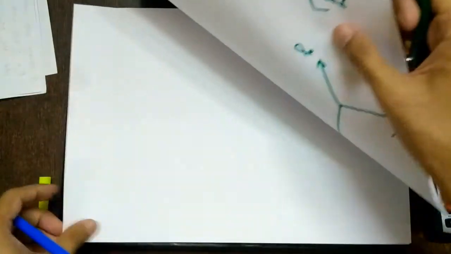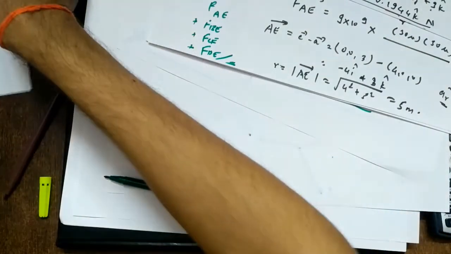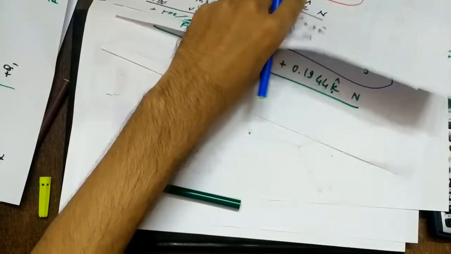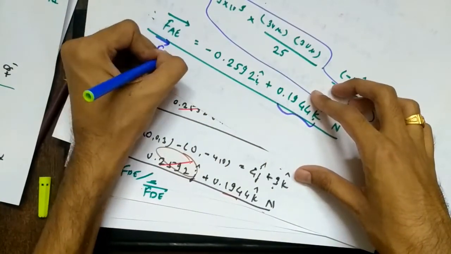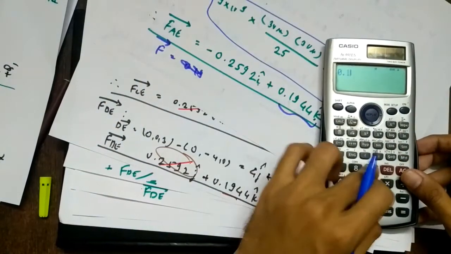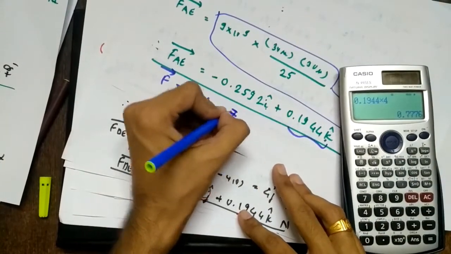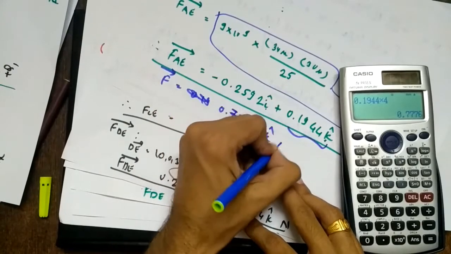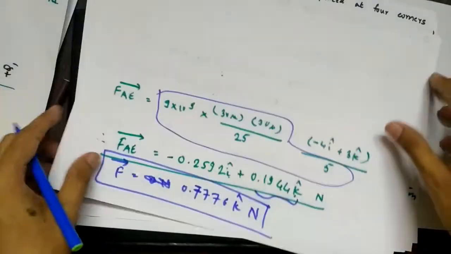F vector is FAE plus FBE plus FCE plus FDE, right? So it will be just, here it is. It will be just 4 times of this value. So if you find F vector, you should get it as 0.1944 into 4. So 0.7776 k cap Newton. This is your final answer. So just solve this and find. If you have doubts, you can always ask me.